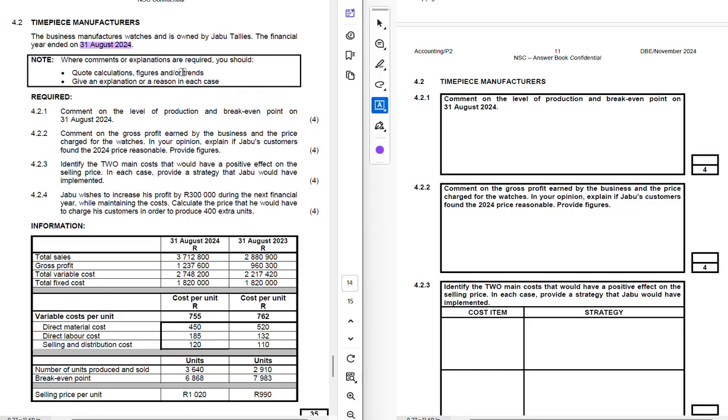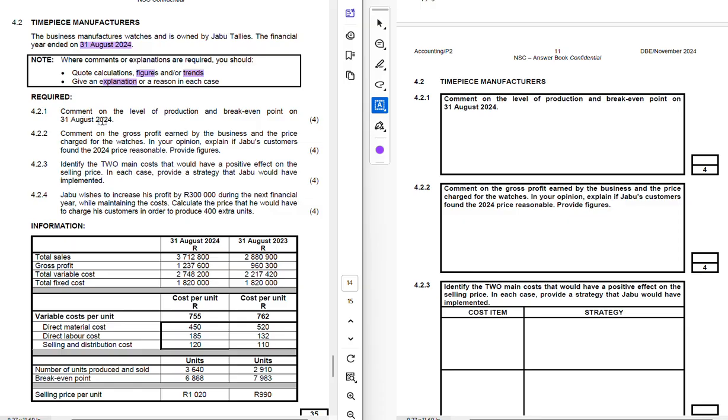So what does that mean? It means that you're going to quote figures for the current year and, where required, look at a comparison of the figures this year versus last year, and also maybe do the calculation for the percentages. Give an explanation or reason in each case. So in the questions that we're going to look at, 4.2.1 up to 4.2.4, you're going to be providing figures, analyzing against last year, and also providing an explanation for your answer.